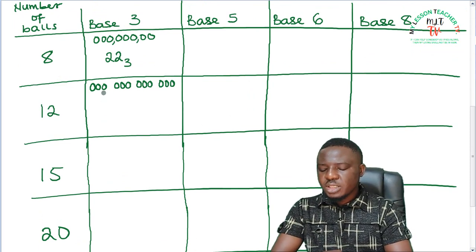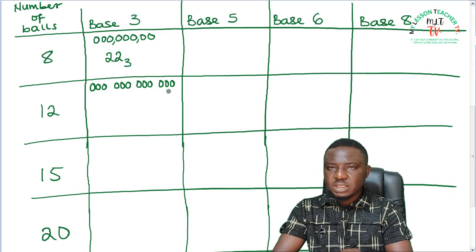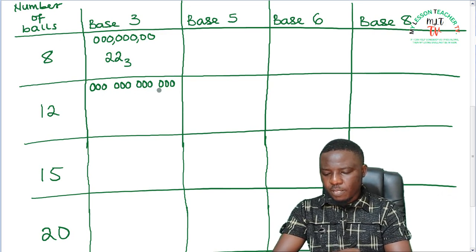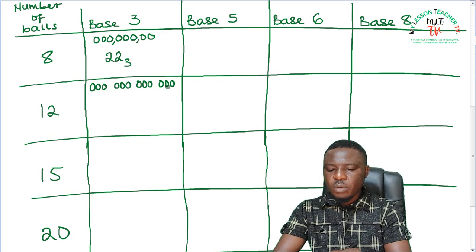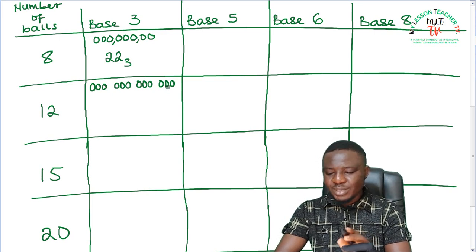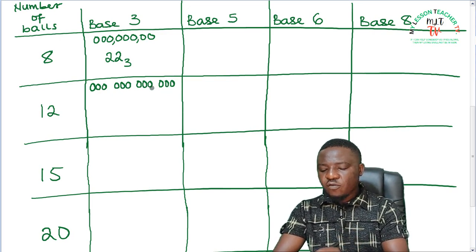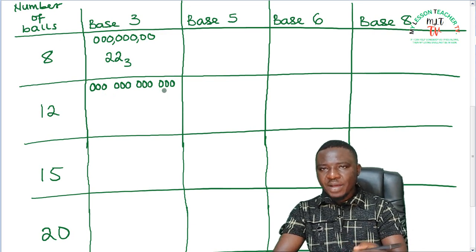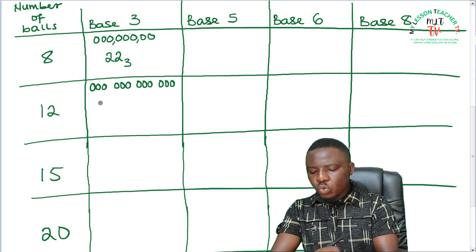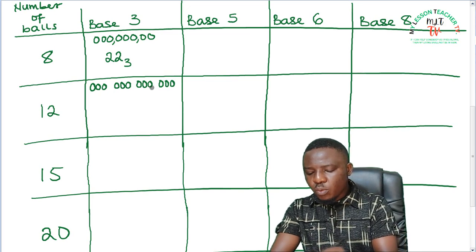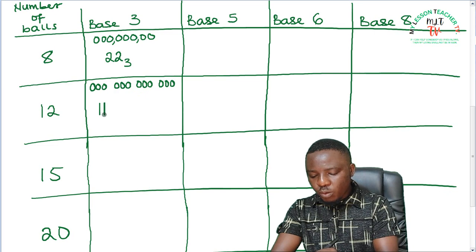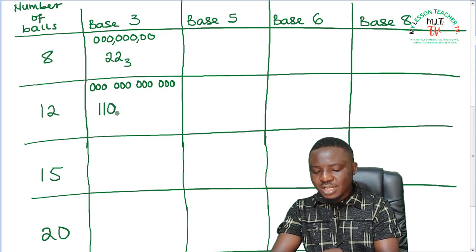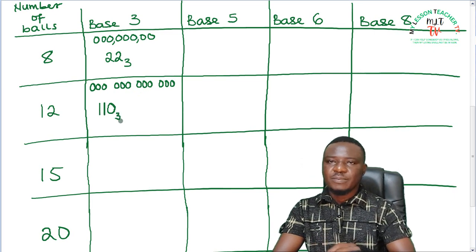So when you group in terms of 3s, you are going to have it in this form. That is 1, 2, 3, 4. But 4 is not a digit in base 3. So we have 4 groups of 3s, which can also be divided by 3 again. So we have 1 group of 3s with 1 group of 3s and 0 remainder. 12 in base 3 can be said to be 1, 1, 0 base 3.